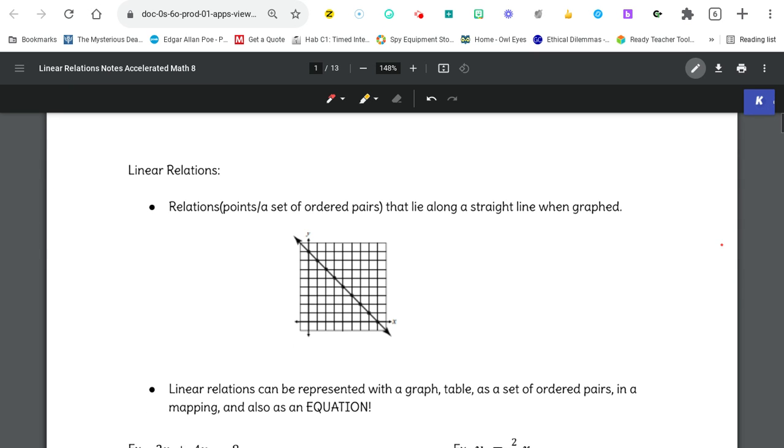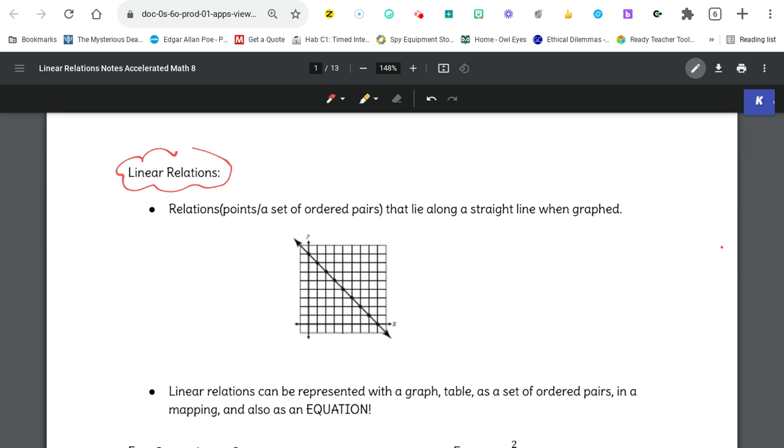All right, so we're going to talk about linear relations. Linear relations are relations, and we should know from the last unit, I know it was Christmas break, so y'all probably don't remember, but relations are just sets of ordered pairs, guys. They're points. So there are points that lie along a straight line when graphed. If you graph them, they make a straight line, hence the word linear. And in the word linear, you see L-I-N-E, line. Okay? So if your points or your set of ordered pairs, which is your relation, makes a straight line, it's called a linear graph or a linear relation.